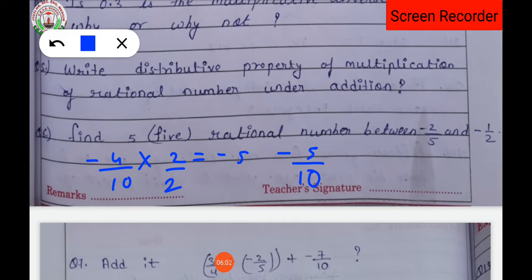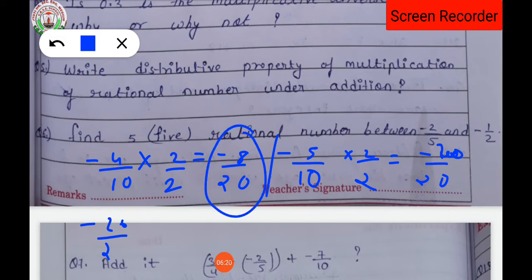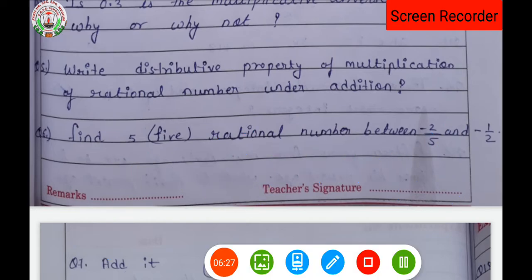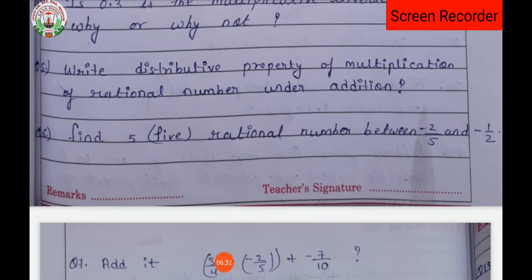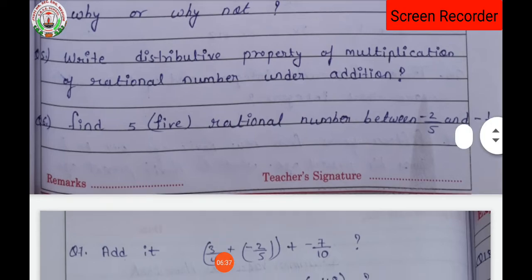So minus 8 upon 20, and here when we multiply it by 2, it will become minus 10 upon 20. So between minus 10 and minus 8, only one rational number lies. So for that we are going to multiply again by 3, then by 4, and so on. At the last we can multiply it by 5 or by 6, then we will get the required answer.